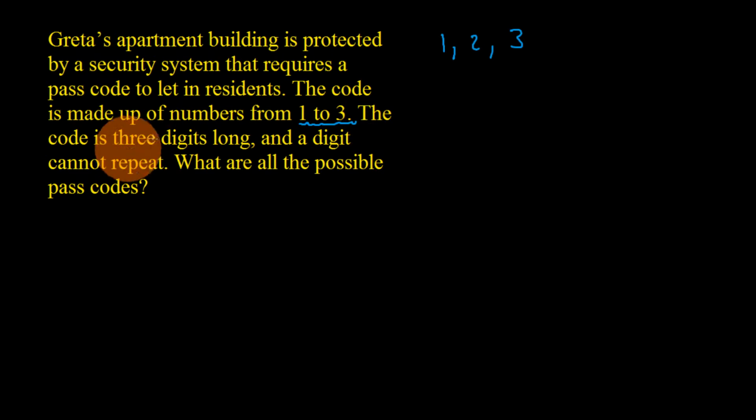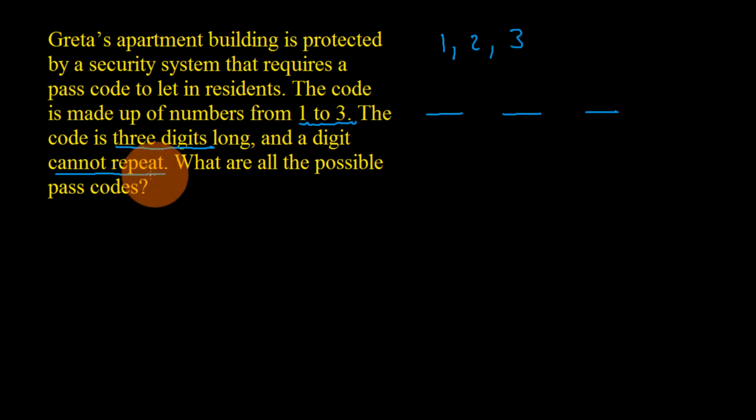Now let's read on. The code is 3 digits long and a digit cannot repeat. So we know the code is 3 digits long, the digits cannot repeat. Okay, so this passcode can be 3 digits long. Let's go ahead and just do this. I'm going to make 3 dashes to represent our 3-digit code. And we know numbers cannot repeat.